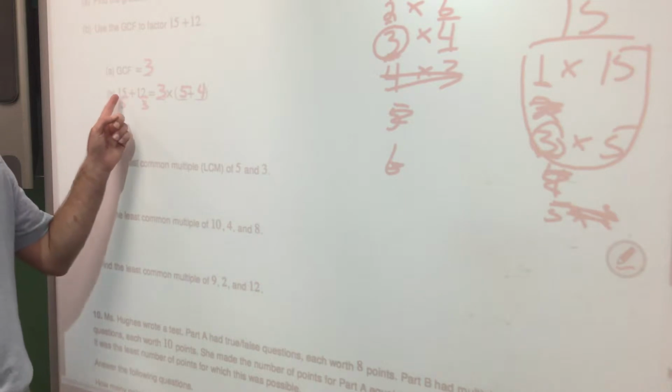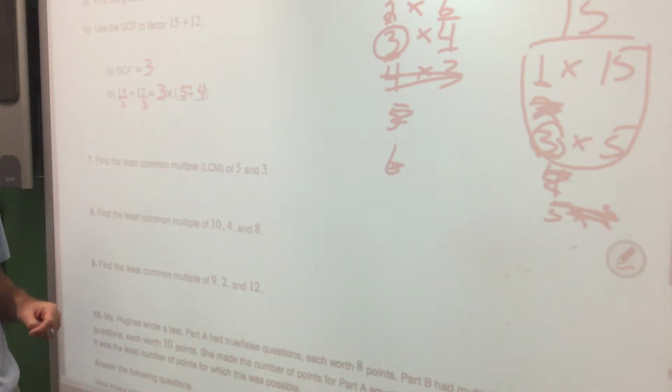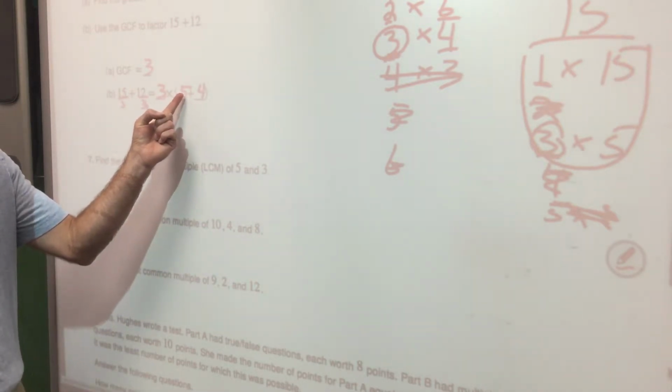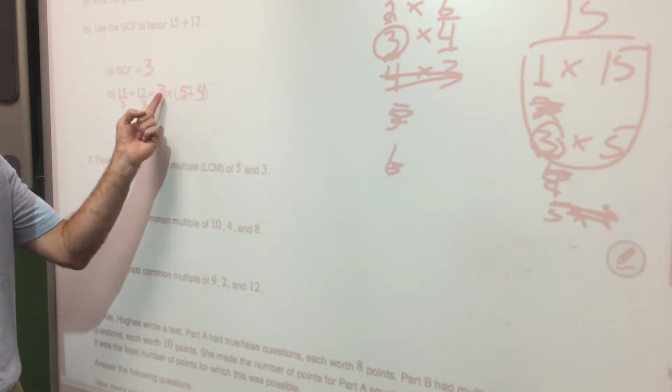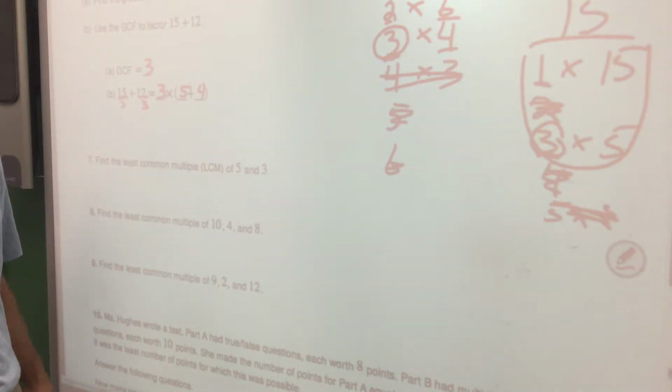Let's check just to make sure. 15 plus 12 is 27. Over here, 5 plus 4 is 9. Then 9 times 3 is 27. So we know that works.